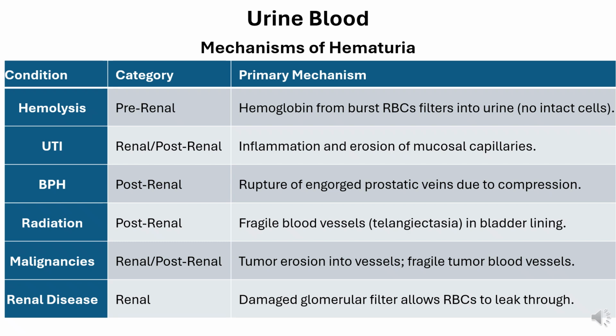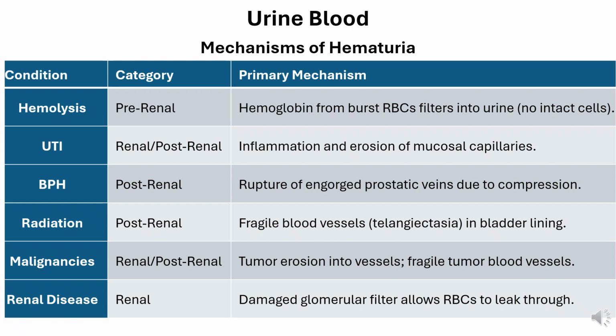5. Malignancies, due to tumor angiogenesis, tissue invasion, and necrosis. The most common presenting sign of bladder cancer is painless hematuria. Renal cell carcinoma often causes painless gross hematuria. 6. Renal disease, glomerulonephritis, is a renal cause in diseases like IgA nephropathy or post-streptococcal glomerulonephritis. Glomerular damage causes the glomerulus to lose filter function, causing RBC leakage. Dysmorphic RBCs can be seen, which confirms the bleeding is coming from the kidney, not the bladder.